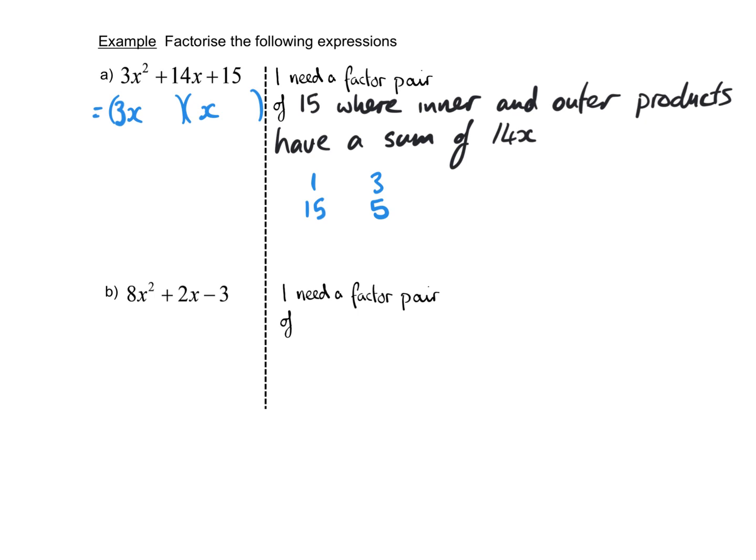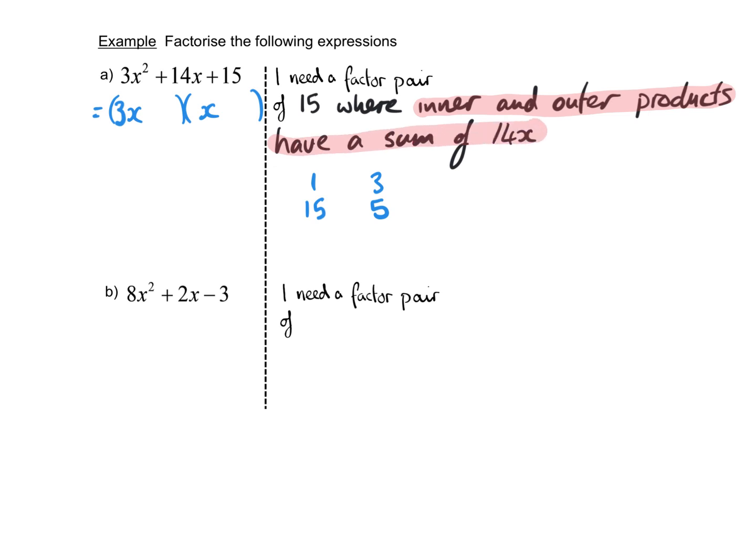Now, this is where we're now going to test these values. So at the moment we don't know which of these values or which of these factor pairs I'm going to use, but I'm going to be testing it against this sentence here. So what's important is the inner and outer products have a sum of 14x.